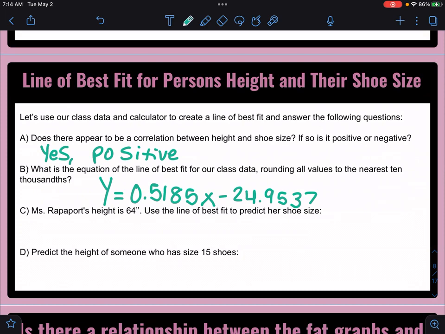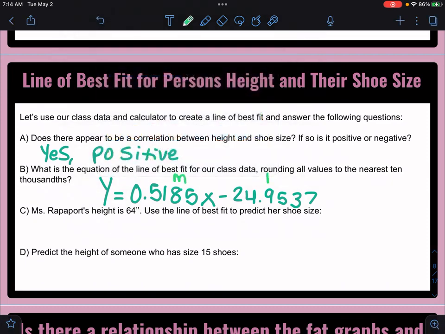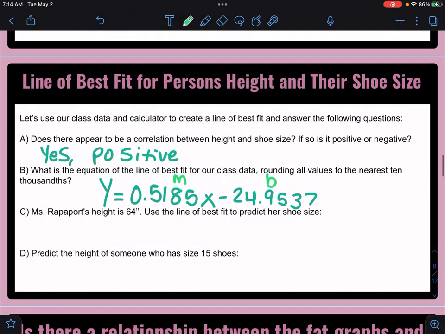Meaning, yes, is there a correlation? Yes, it's positive. So you could say that as height increases, so does shoe size. Then I went back to my lists and spreadsheets. I clicked menu, statistics, stat calc, and then linear regression. And when I did that, it gave me a value for m, and it gave me a value for b, and that is how I made this equation.